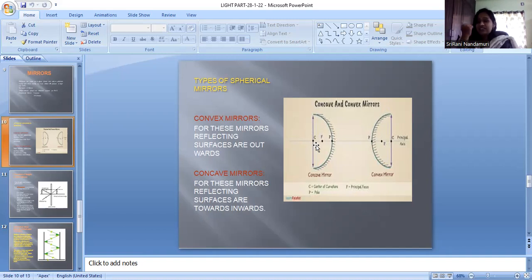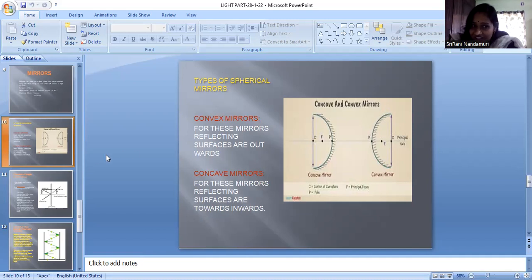Convex mirrors, this is the bulged mirror, and the reflecting surface is always towards outwards. Always for the convex mirrors, the reflecting surfaces are outwards. For the concave mirrors, reflecting surfaces are towards inside, inwards. Simply remember, lion always lies inside a cave. Cave, concave, inwards.